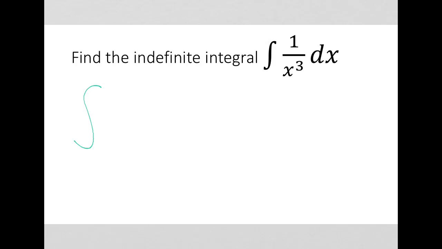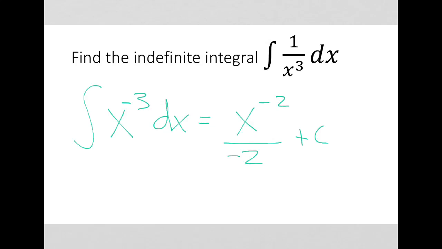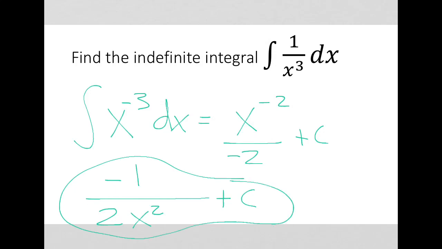So 1 over x cubed is going to become x to the negative third. Remember that negative exponent just means move it down to the bottom. So I can rewrite that in that form, and now I can use the power rule. So I'm going to add 1 to my power. So negative 3 plus 1 gives me negative 2, and then I need to divide by that new power, so divided by negative 2, and then I have my plus c. Let's write this in a little cleaner fashion. Let's say negative 1 over 2x squared plus c. That'll be our final answer right there.